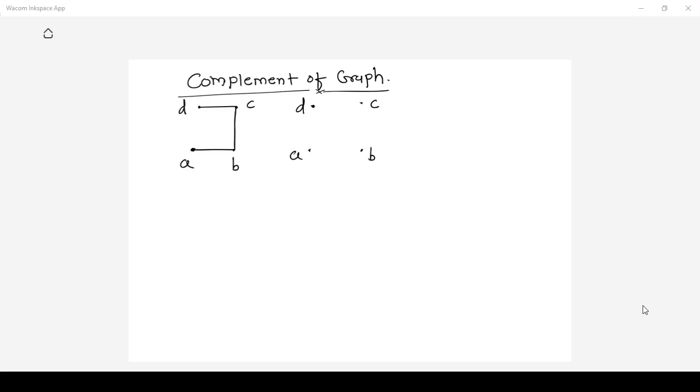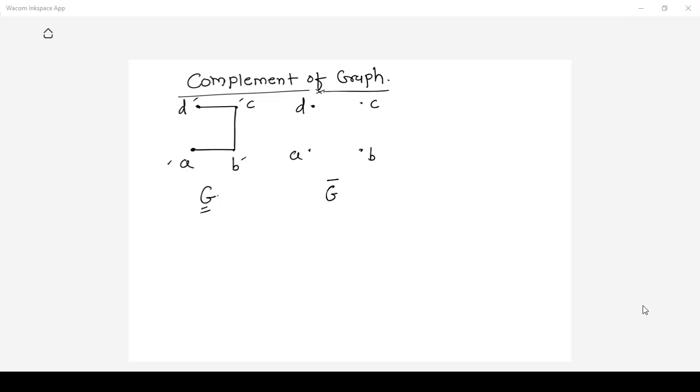Complement of a graph. Now let us say I have the graph G which has four vertices A, B, C and D, and the edges are A to B, B to C and C to D. I want to find out the complement of this graph G. So complement of a graph is denoted using notation G bar, that is complement of graph G.